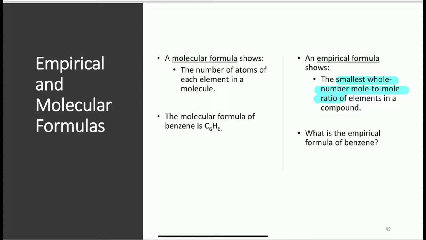What's the empirical formula of benzene? The molecular formula is C6H6. Empirical formula, though, is the smallest whole number mole-to-mole ratio. This is telling me that I have 6 moles of carbon to every 6 moles of hydrogen. But the smallest whole number ratio would be CH. So CH is the empirical formula of benzene, whereas C6H6 is the actual formula of benzene, so therefore the molecular formula of benzene.